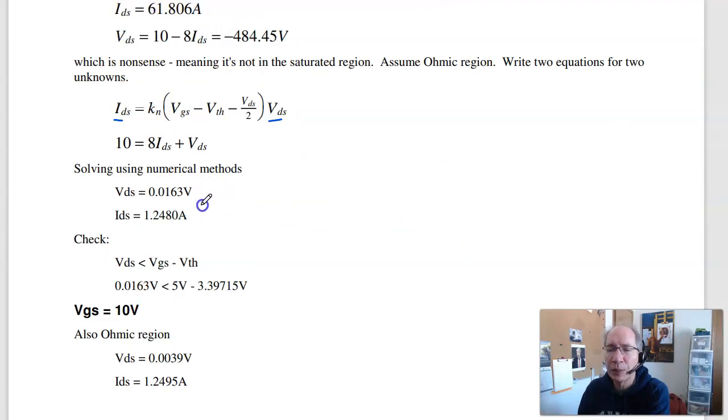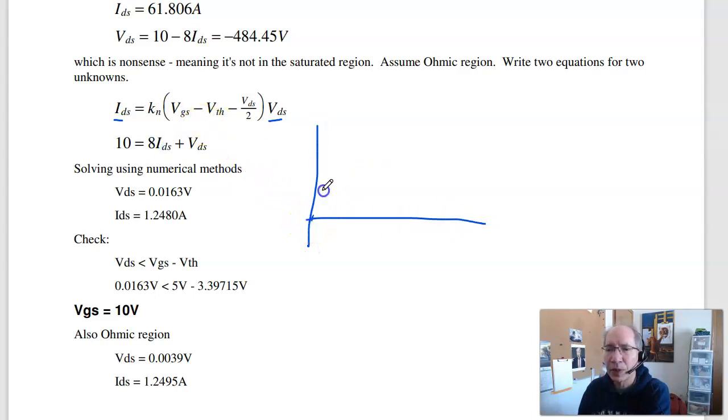Here I would use numerical solutions. I guess VDS, plug it in the first equation, solve for IDS, see if the second equation balances. If it doesn't, that's my error. Keep iterating until the second equation balances. That's my solution. And when I do that, there's actually two answers.